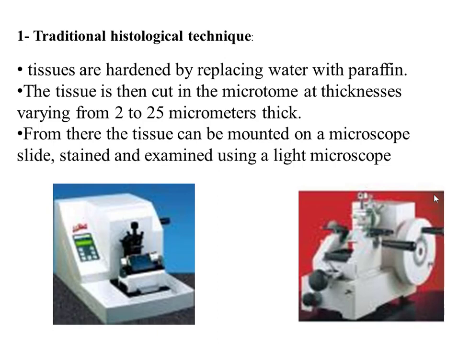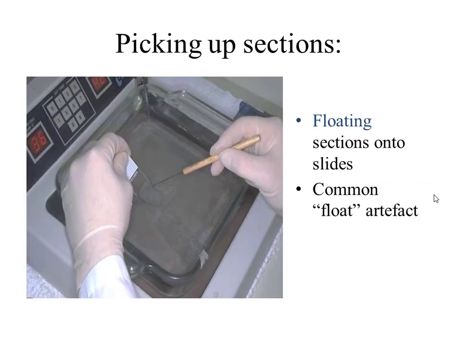Traditional histological technique. Tissues are hardened by replacing water with the paraffin. The tissue is then cut in the microtome, with thickness varying from 2 to 25 micrometers. From here, the tissue can be mounted on a microscope slide, stained and examined using the light microscope, as I said before. Picking up section.